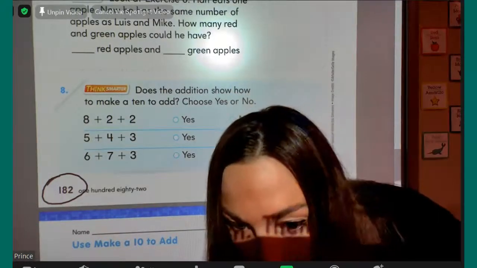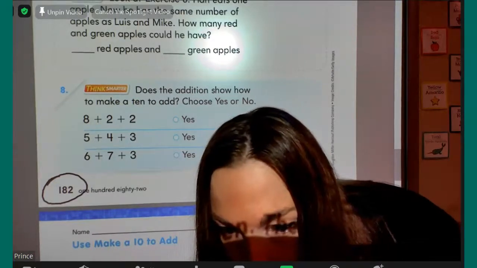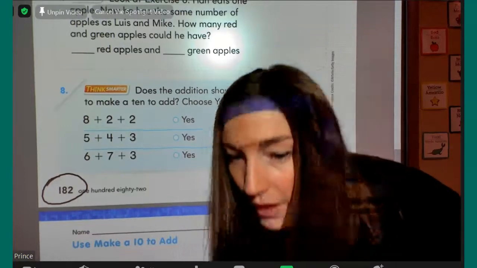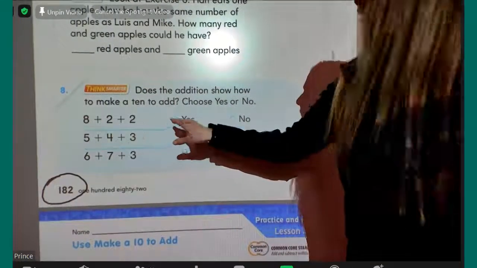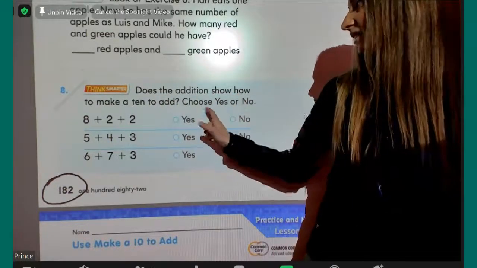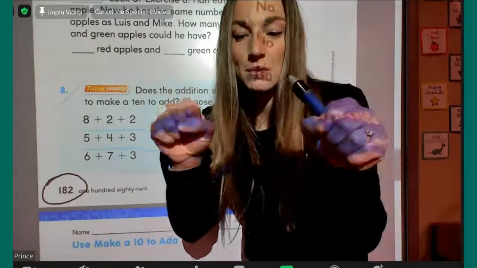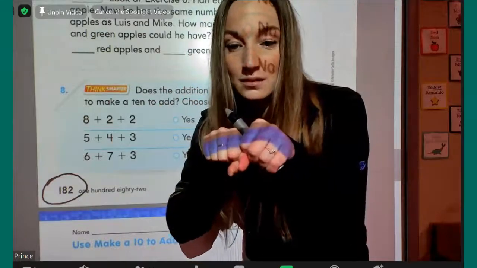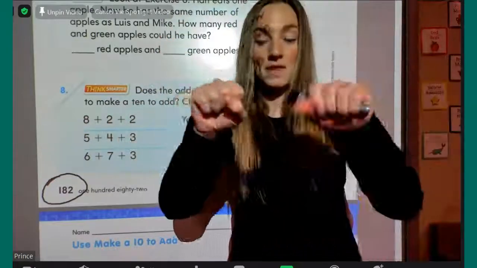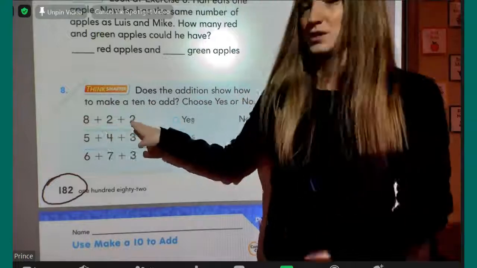Okay, so I'm looking to see who I haven't heard from yet. Liam, are you there? Yes. Okay, Liam, you're going to help me with this first one. It says, does the addition show how to make a 10 to add? Choose yes or no. So what they're asking is, can I take 2 of those numbers and put them together to make a 10? Any of these numbers in this row. Can I take 2 of them, put them together to make a 10? 8 plus 2 plus 2, excuse me.